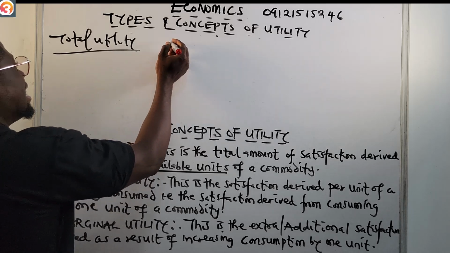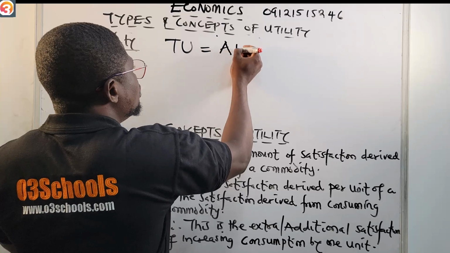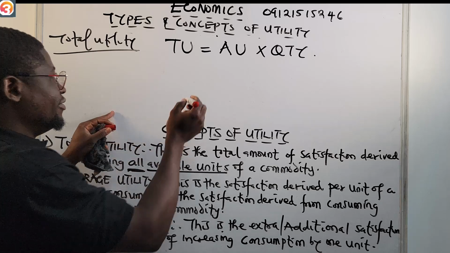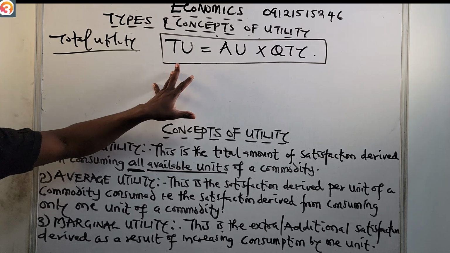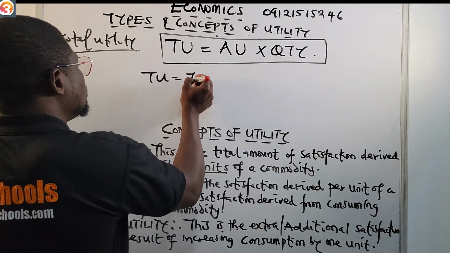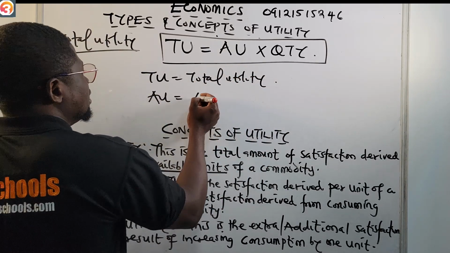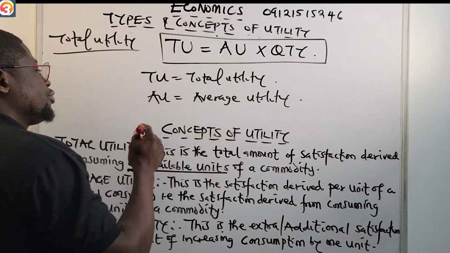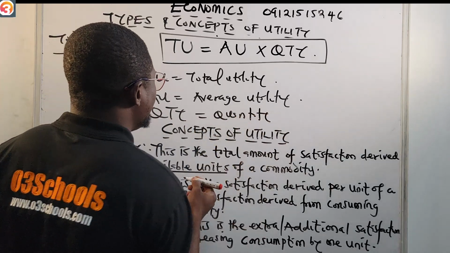Total utility has a formula. We represent total utility as TU, and we'll say that TU is equal to average utility, AU, times quantity. Please take note of the formula. It's very, very useful. This is formula number one. The total utility, TU, is equal to average utility times quantity. That is, TU here is total utility, then AU here is average utility, and of course QTY is quantity. It's as simple as ABC.